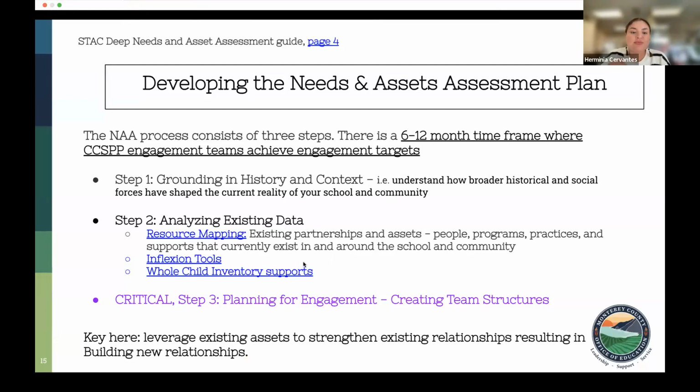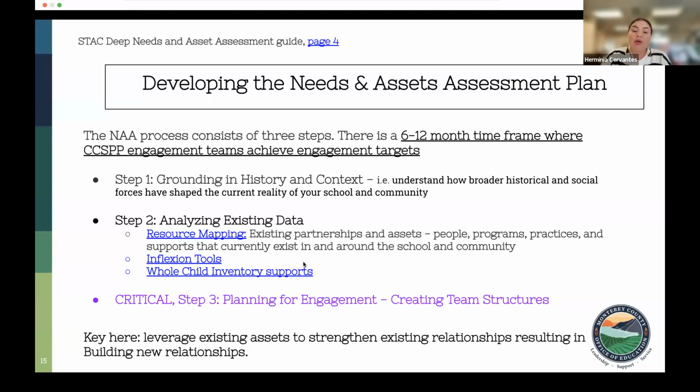The first step is really grounding in history and context, and really understanding how the historical and social forces have shaped the current reality of the community we live in. This might change day to day, year to year, but we really want to understand the historical context that the community we're working with, or the students and families that we're serving, are experiencing.